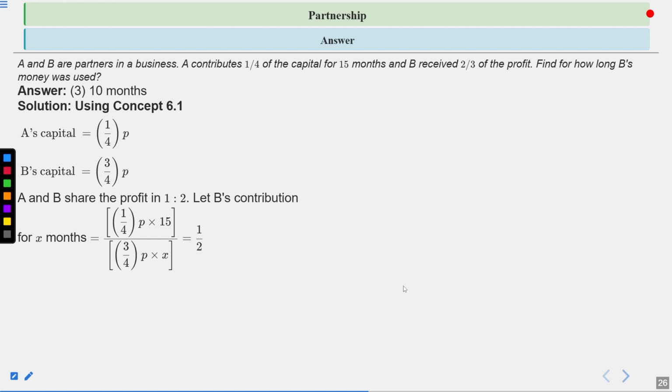Now we make the ratio. So let B contribute for X months. So we can make the ratio, which becomes 1/4 of P multiplied by 15 upon 3/4 of P multiplied by X, which equals 1/2. Now when we simplify it, we get the value of X, which is 10 months. So the third one is the correct answer of this question. Next one.